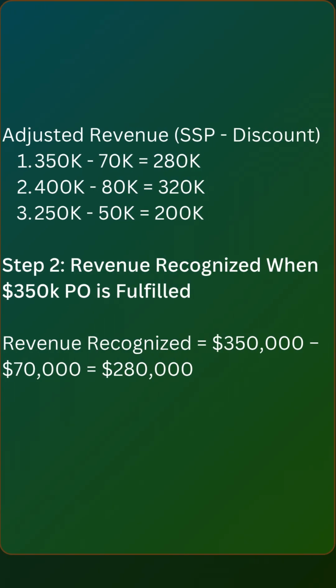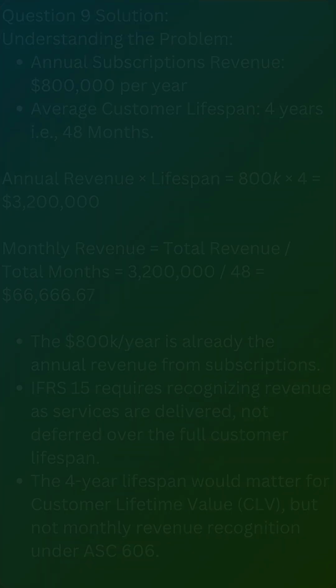Now deduct the allocated discount amount from each obligation. As per our question's requirement, we need to calculate revenue recognition for 350K. So deduct 70K from 350K, and you will have your answer of 280K.